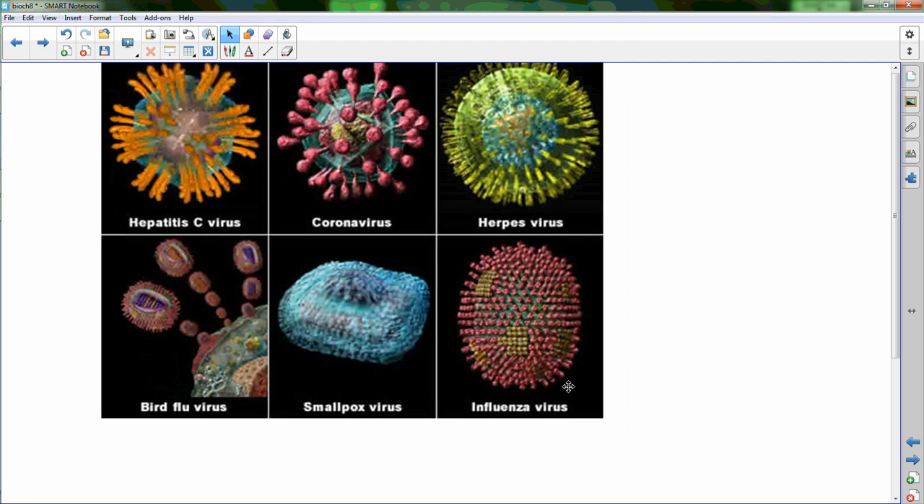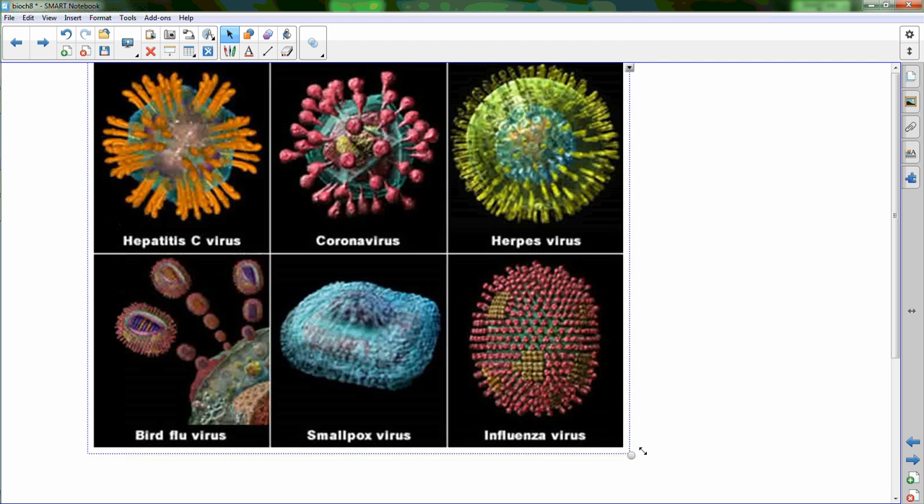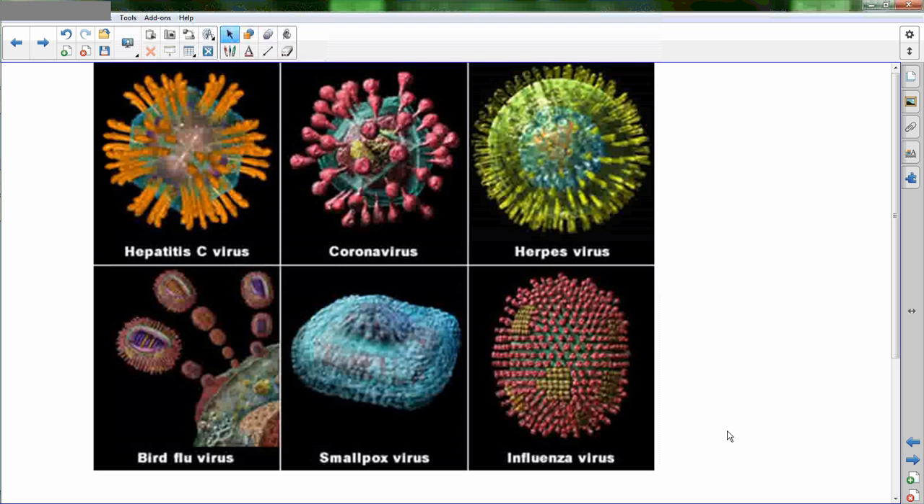Now, I want to take a minute here and talk a little bit about viruses, because we're going to have to understand what a virus is to understand the next experiment. There's lots of different types of viruses, and they have lots of different shapes. The viruses are pretty simple organisms, okay?